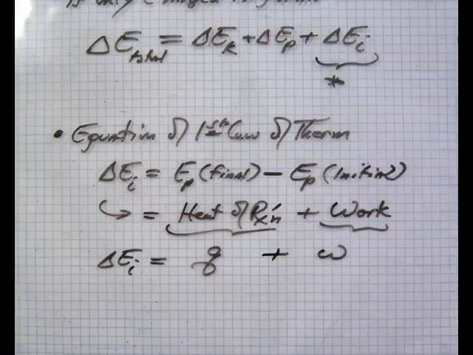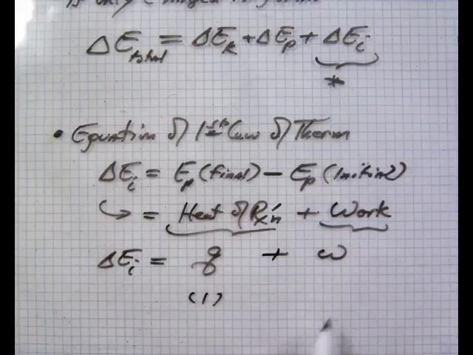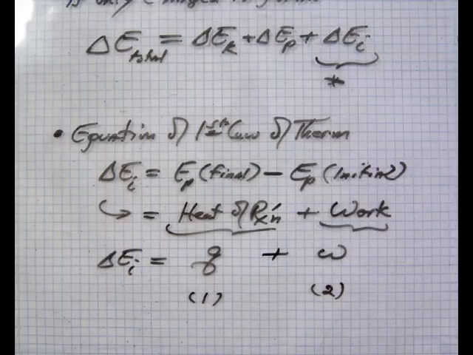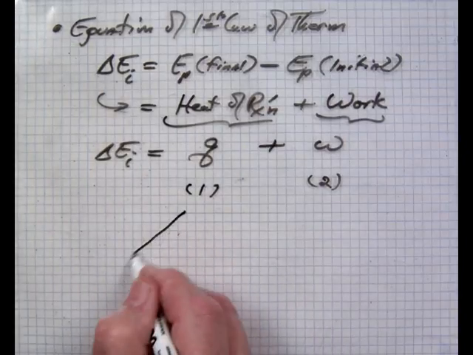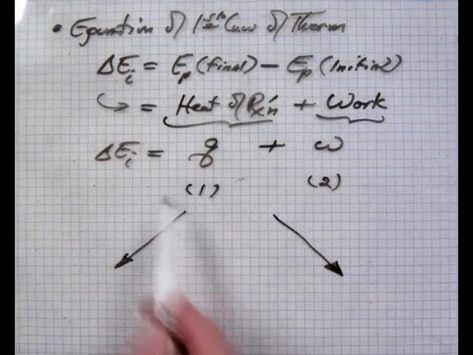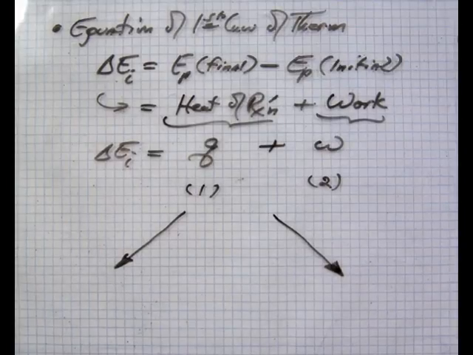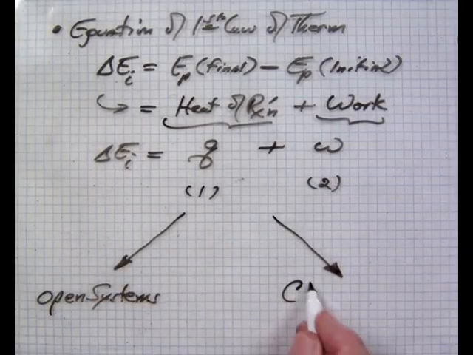When you look at this, there are two independent calculations that have to be done in this equation. One, delta H, or the heat of reaction, and two, the work that goes in the reaction. Two of them. This leads to two possibilities out of this equation. Science has defined these two, depending on how work and heat are determined, as open systems and closed systems.